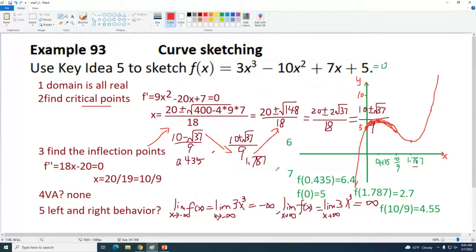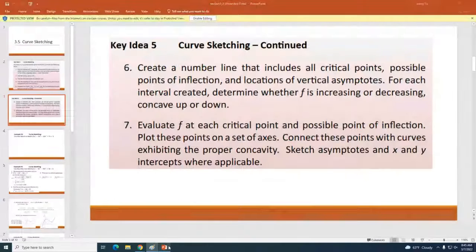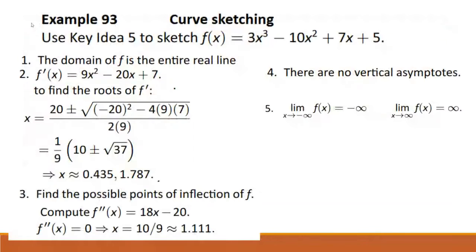And let's finish the 7 step. A little bit messy, but it's the idea. All right, so this is a solution provided in the book. So you know the domain is the entire real line, find the derivatives, set the derivative equal to 0. We got those two, 0.435 and 1.7.